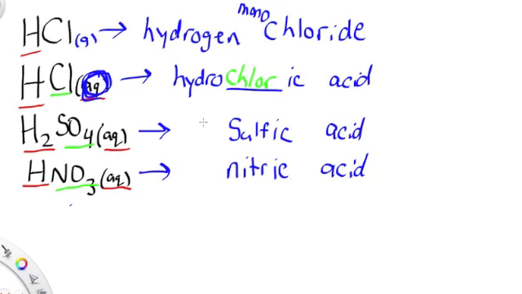Now this one here is a little bit different, just in the fact that we don't actually call it sulfic acid. If you came up with sulfic acid, that's okay. It makes sense. You followed the rules. This is one of those ones we just have to learn that we actually call it sulfuric acid, based on the sulfate ion. So that's how we would come up with our acid names there.